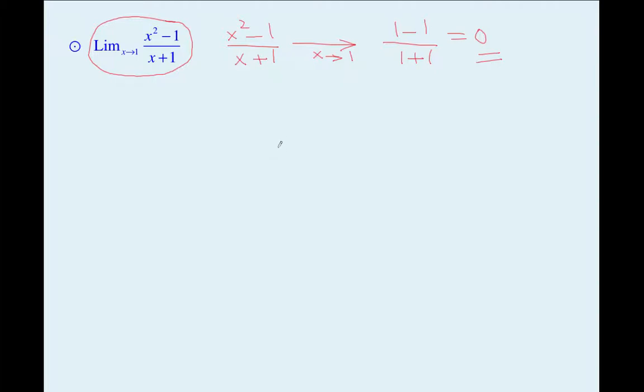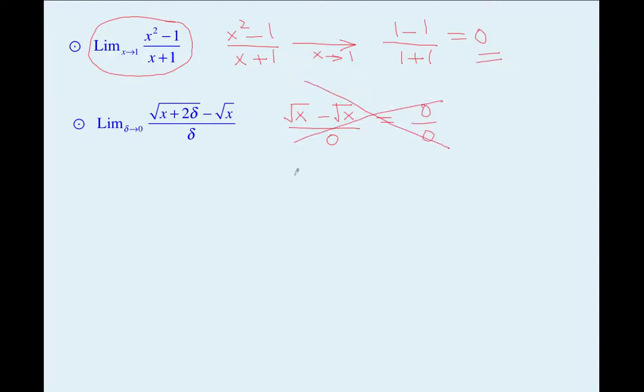Now let me take something that's not quite so trivial. Here, if I was to put delta equal to 0, then look at what I'd get. Square root of x minus square root of x divided by 0. And that's 0 over 0, and 0 over 0, as you know, doesn't mean anything. So this was the wrong way of doing this problem, of finding this limit. Instead, one must imagine delta to be small but not 0, in which case we shall need a little trick, and this will be very useful.